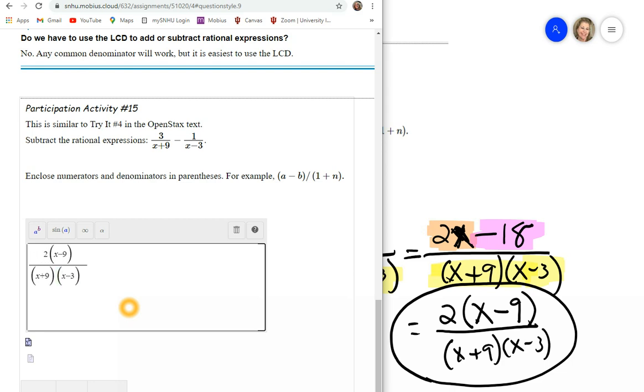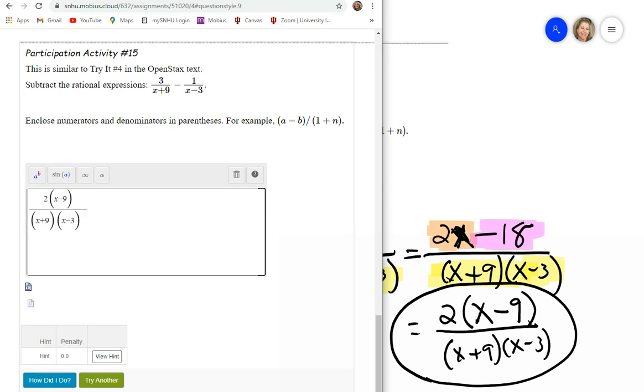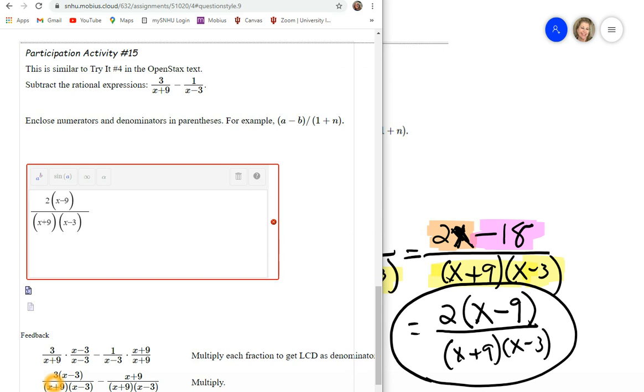There. If you use the fraction button and not use this backslash symbol right here, it makes it a lot easier. Because if you use the backslash symbol, you're going to have to use extra sets of parentheses or brackets. Let's see. Is it like my answer? Oh my gosh, why is it not taking my answer? 2 times x minus 9 over x plus 9.